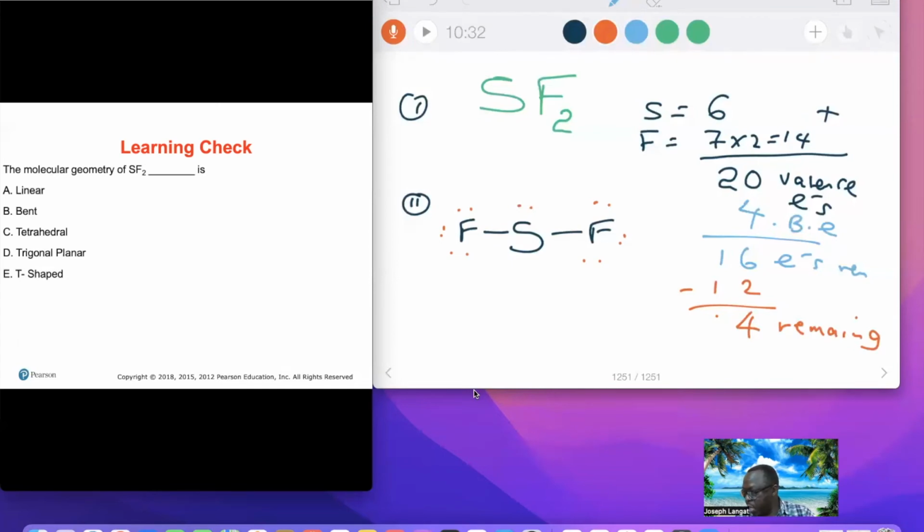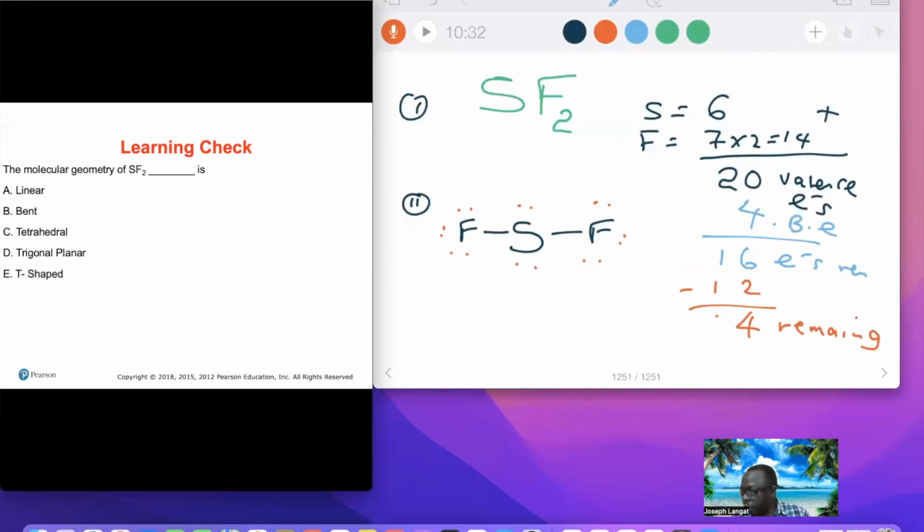So here, whatever remains goes to the central atom. So if you look at the total number of valence electrons, it should be 20. Each atom in this molecule satisfies the octet rule.